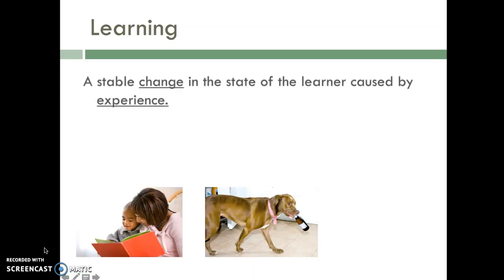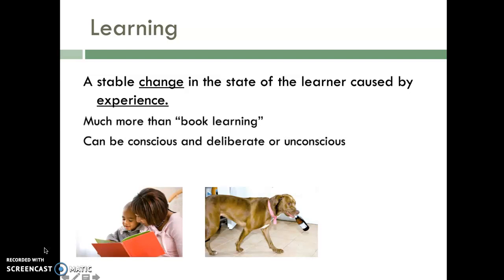So learning can be defined as an enduring change in behavior that occurs with experience. So it's a stable change in the state of the learner caused by experience. And so those are two important components, one that it happens through experience and another that it's a change in the state of the person. So learning is much more than just book learning. It can be conscious and deliberate or unconscious.